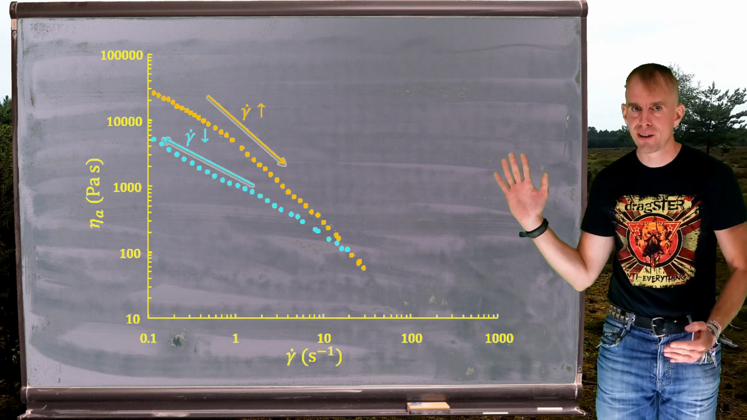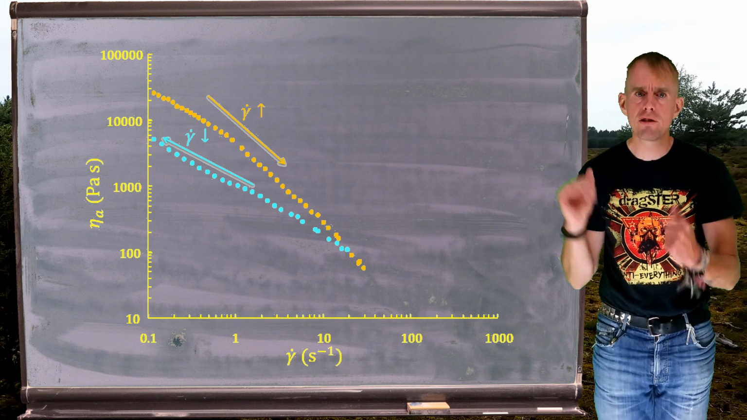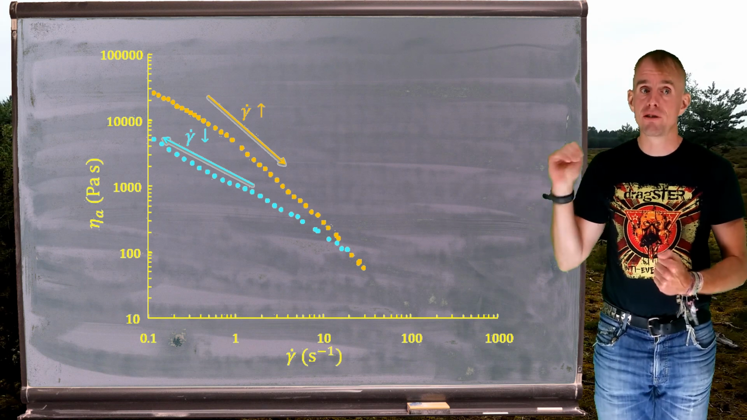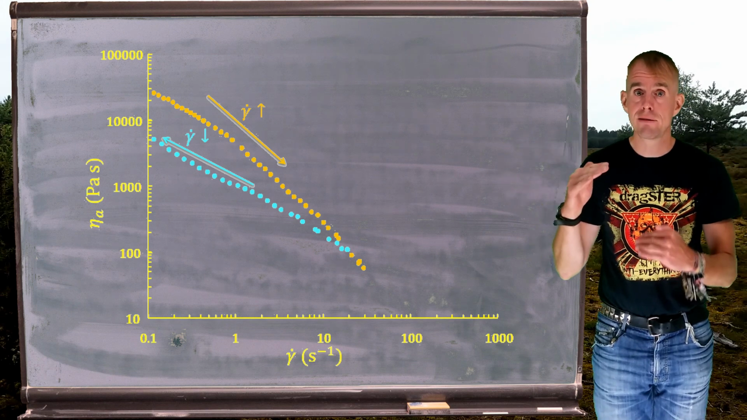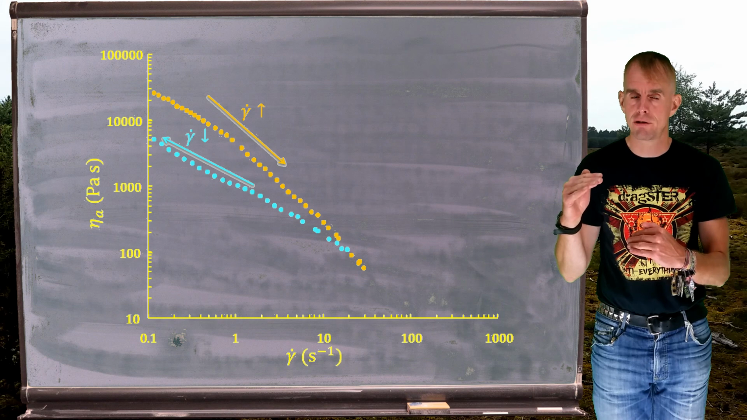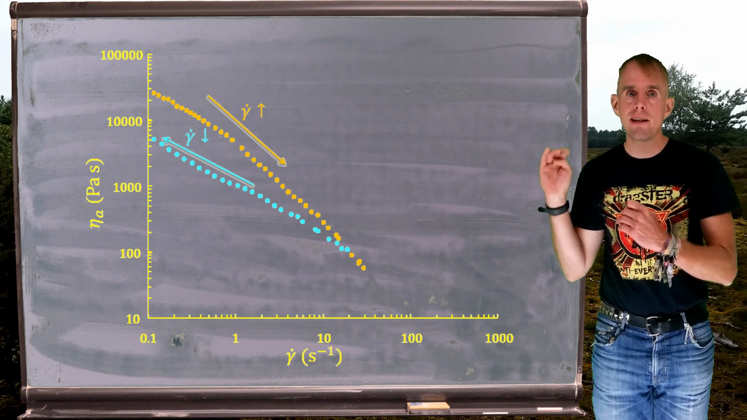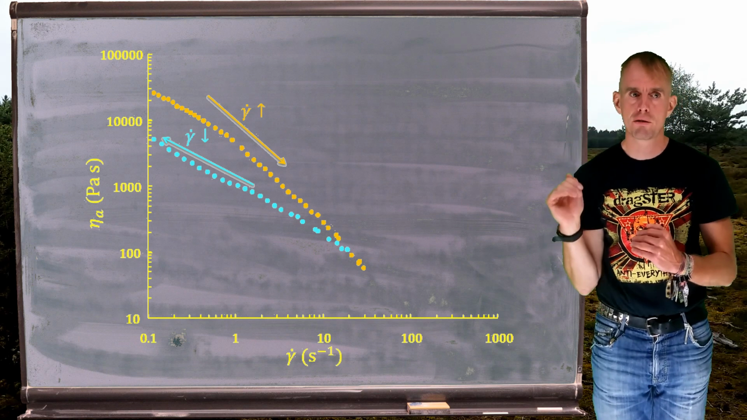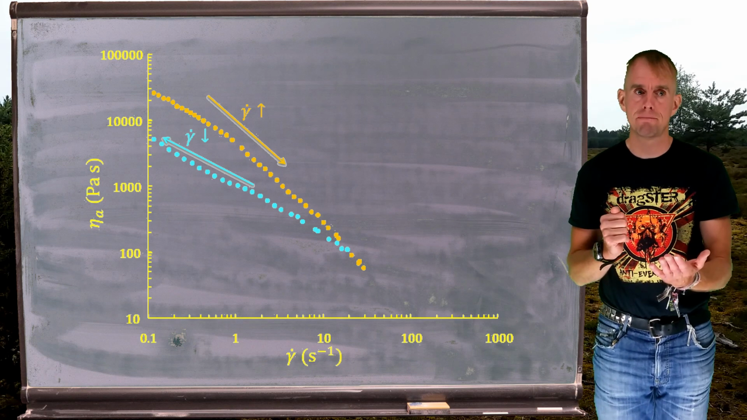So I sweep up in shear rate and then sweep down in shear rate. And look, I get a different viscosity response. We can see two things about this. Firstly, the blue data points are not the same as the orange data points. They're nearly a decade in viscosity different. The second thing that we see is that there is enough time to start re-establishing attractions within this material. So we do register an increase in apparent viscosity.